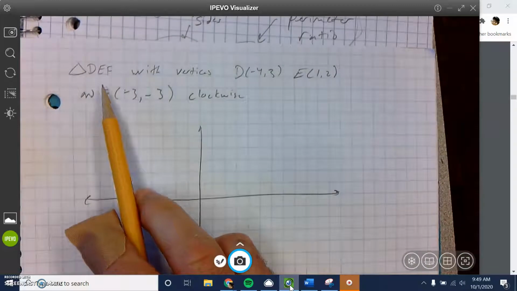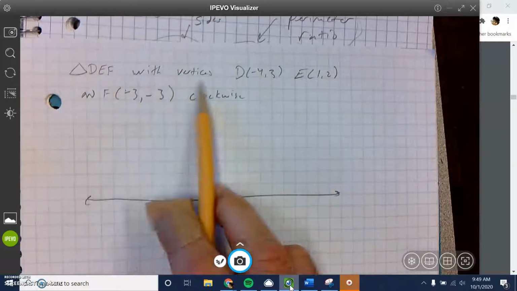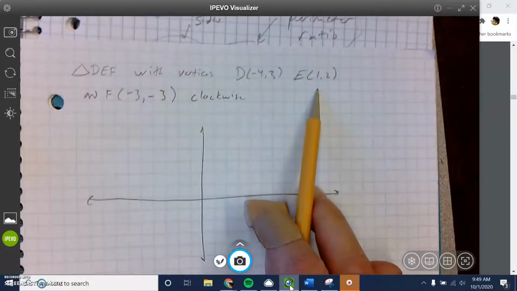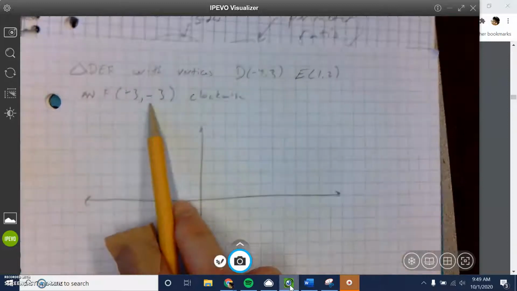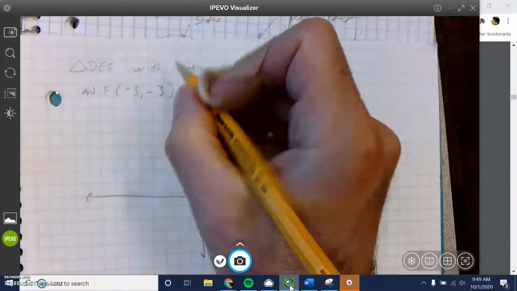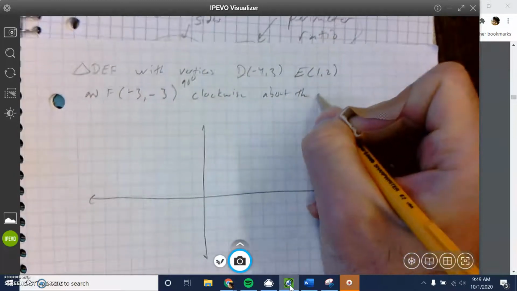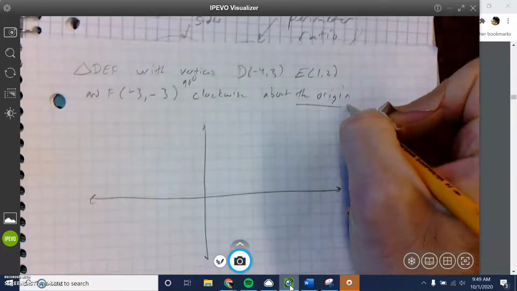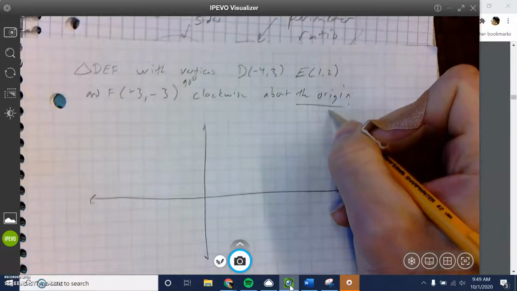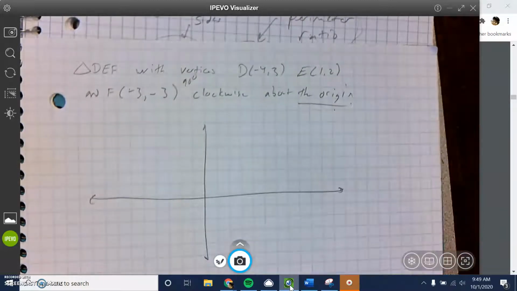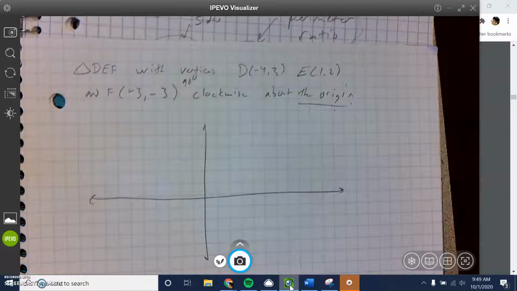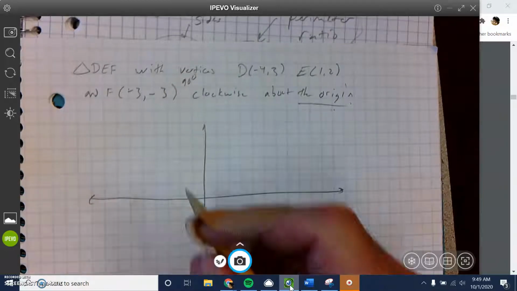Write this down, pause the video when you need. Triangle DEF with vertices D is -4, 3, E is 1, 2, and F is -3, -3. Rotate it 90 degrees clockwise about the origin. It's important to say about the origin because pretty soon it's going to say about another point. So you got to make sure you have it. Okay, do the whole thing. Ready, set, go. Let's try it.